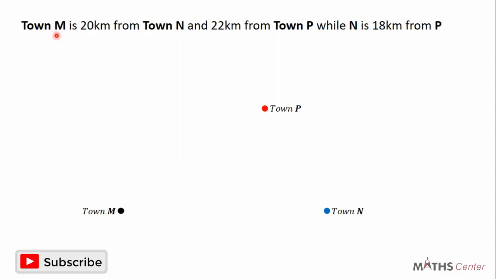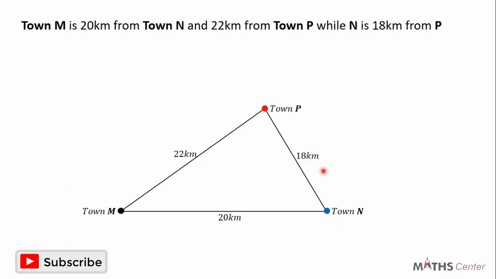The first one is town M is 20 kilometers from town N. That means that the distance between town M and town N is 20 kilometers. Town M is 20 kilometers from town N and 22 kilometers from town P. So it means that the distance between town M and town P is 22 kilometers. While N is 18 kilometers from P. This means that the distance between town N and town P is 18 kilometers. So we now have the distances between the three towns.